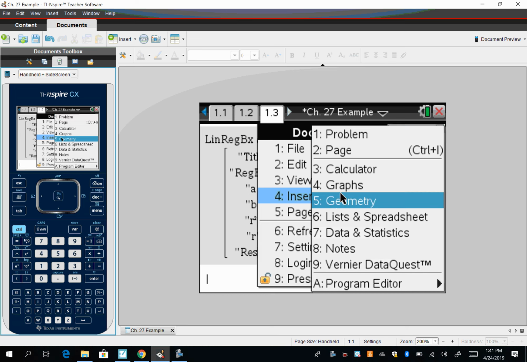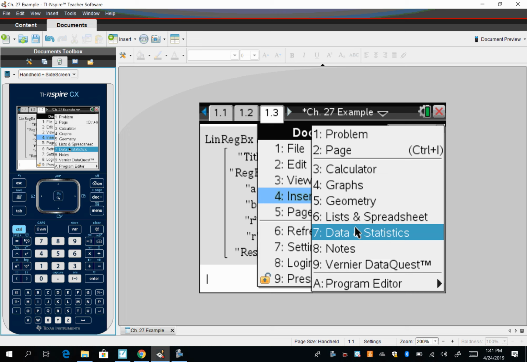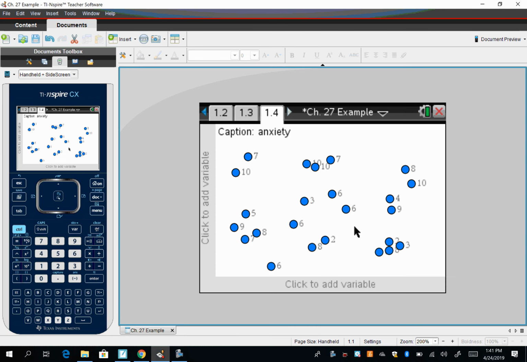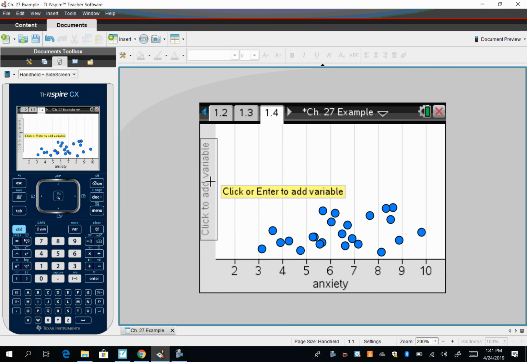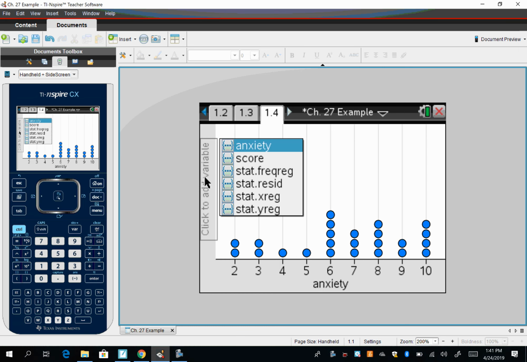Doc, insert, data and statistics. We're going to make another scatter plot. Keep your X value the same. What was our explanatory value? Anxiety. But now for my Y value, I'm not going to use score. I'm going to do stat dot residual. R-E-S-I-D. Oh, that didn't work.